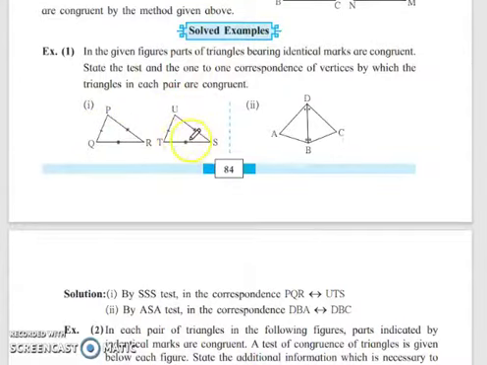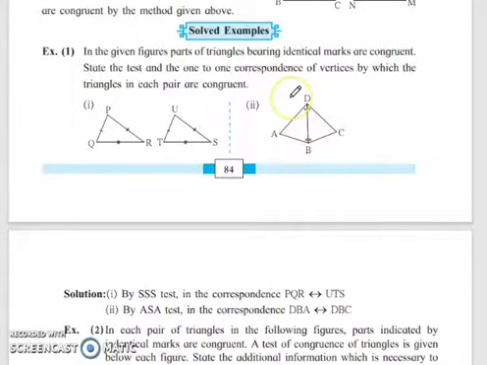If we put this point U on this point P, this point S on this point R, and this point T on this point Q, then this triangle will overlap completely with this triangle, and therefore the correspondence is PQR corresponds to UTS. In the second pair, this triangle ADB and this triangle CDB have one common side, that is DB, which is in ADB also and in CDB also.